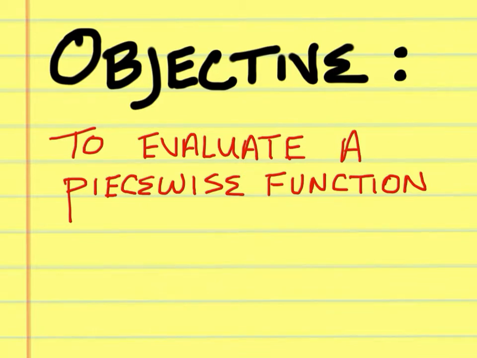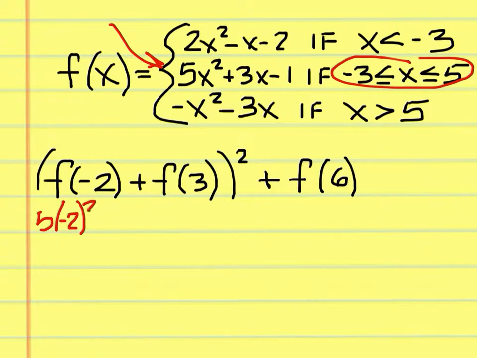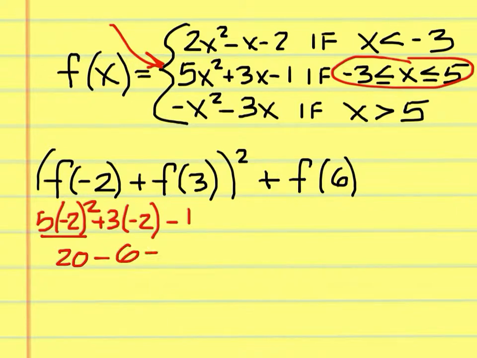To evaluate a piecewise function. To start, you're going to have to know that -2 falls between these two numbers, so you're going to have 5 times the quantity of -2, and you're going to square that quantity, and then plus 3 times a -2. And this minus 1 here, so we'll have 5 times 4 is 20, and then a -6 minus 1. That's 14 minus 1, which is 13.